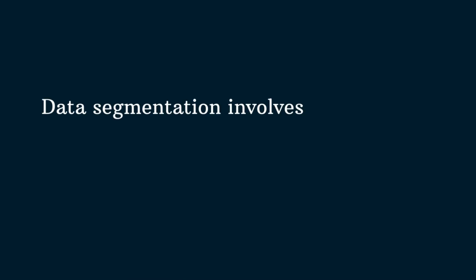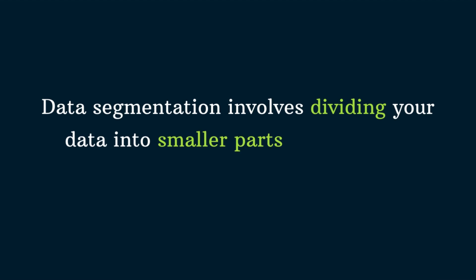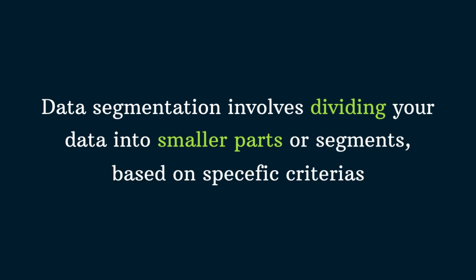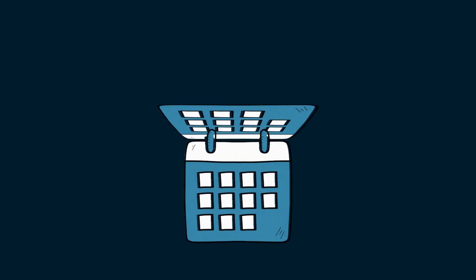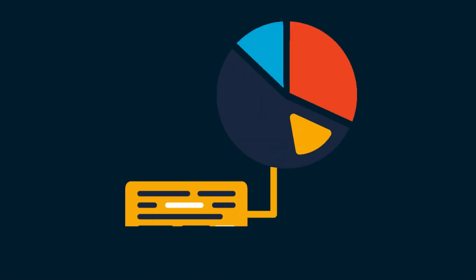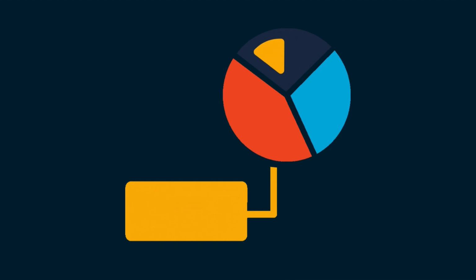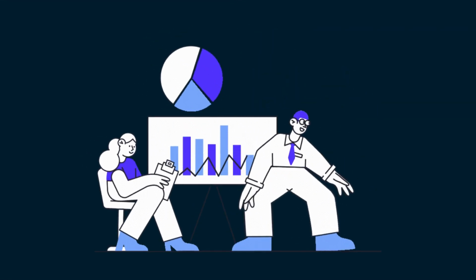Let's get started. Data segmentation involves dividing your data into smaller parts or segments based on specific criteria. This can be anything from demographic details in a marketing dataset to time periods in sales data. Segmenting your data sheet isn't just about organization, it's about making your data work for you.